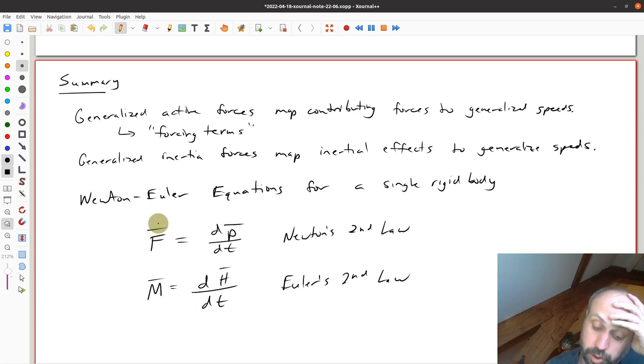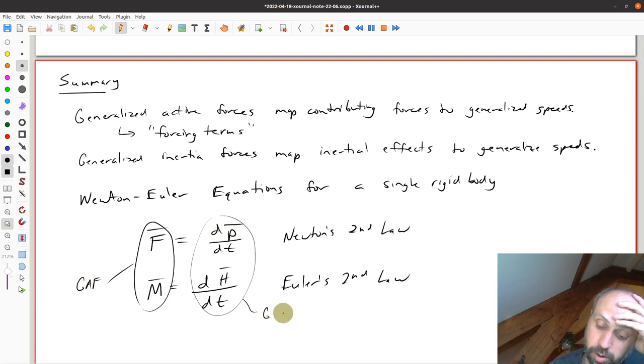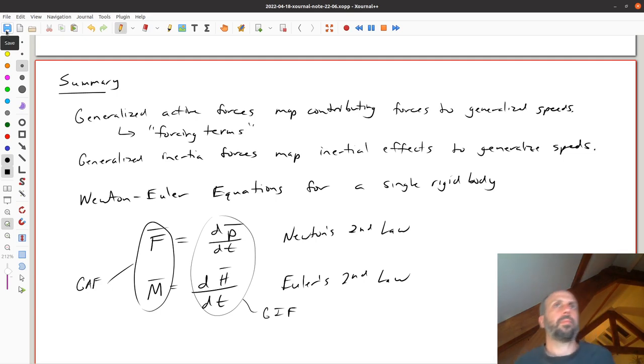The generalized active forces play the role of this side of the equation for a multibody system, and then this side of the equation is represented by the generalized inertia forces. All right. So you can now calculate the generalized active forces for particles and rigid bodies and the generalized inertia forces. And that's going to give us the two pieces we're going to need to formulate the equations of motion of a multibody system. All right, so I'm going to close. I'll do the example that I have in the book or in the online notes.